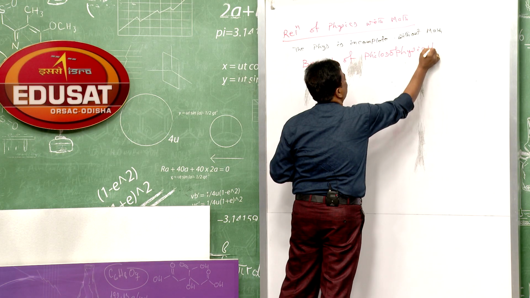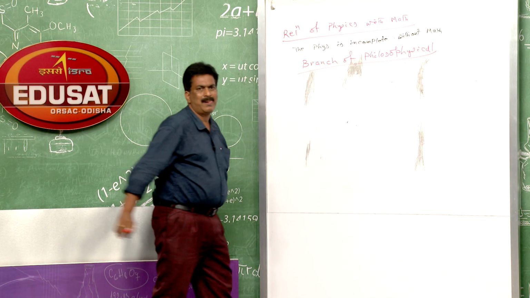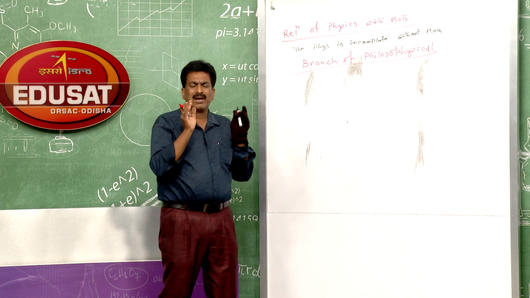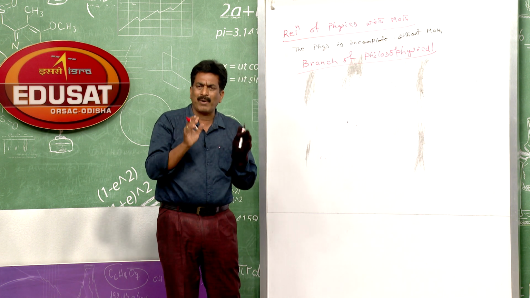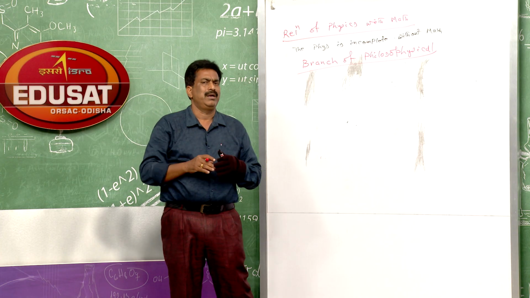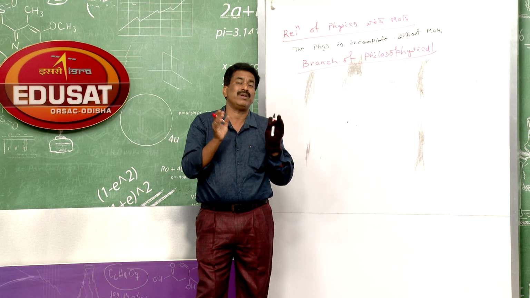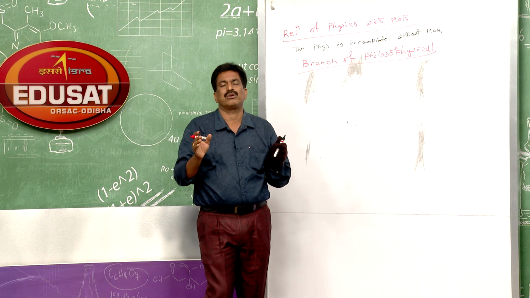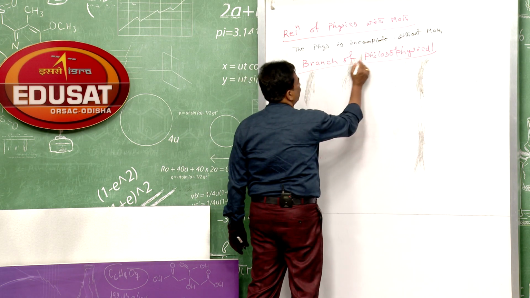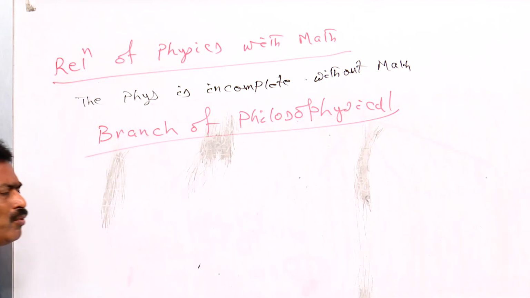It is also a philosophical branch. One of the great philosophers of Japan has said that if you want to know about the world, you first have to know about physics. Without physics, you cannot understand what the world is. And if mathematics is there, therefore we will first give importance to physics.